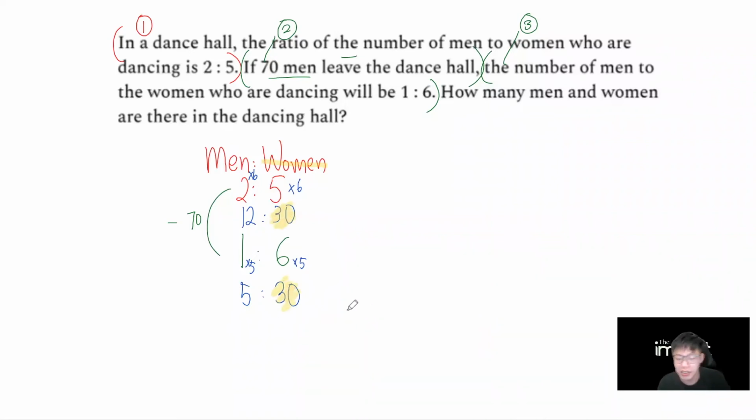Just now in the earlier slides, I said constant part concept basically means that a part must be the same. Which is the part that is the same right now? The ratio of women. Once I'm done with this, I can look at men and I realize that initially I started off with 12 units, and it went all the way down to 5. So 12 units minus 5 units is equals to 7 units. Therefore I can confidently say that 7 units equals to 70.